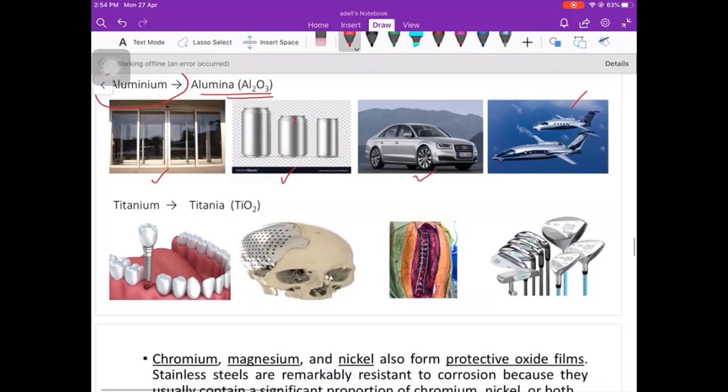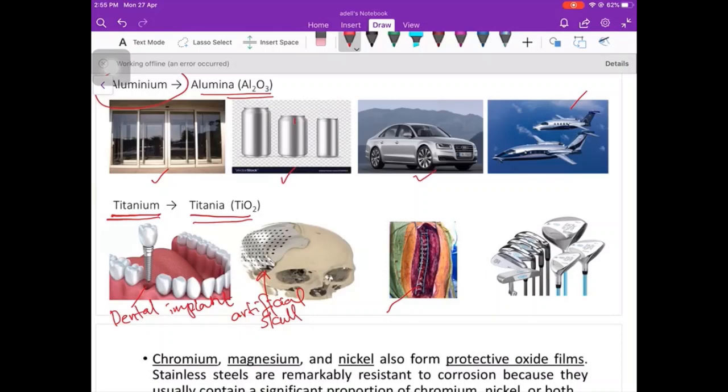The next metal which has applications is titanium. It reacts with the environment to form titanium dioxide. It's very strong, and can be used in dental implants and in medical applications. This is skull reconstruction, the artificial skull.